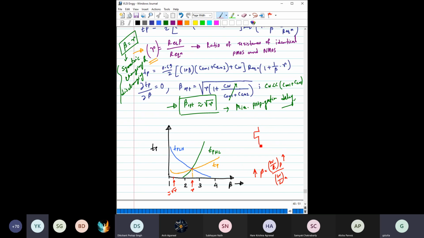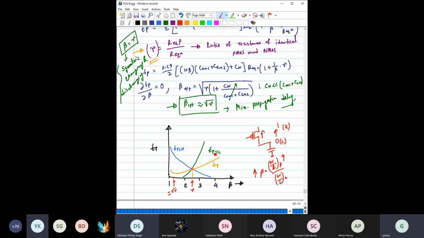So you are increasing this, and PMOS helps in charging. As you are increasing this PMOS width, what will happen to the charging time of this capacitor? As it can conduct more current, the charging time would be significantly reduced. So as you can see here, TP low to high keeps on falling as you are increasing the value of beta.